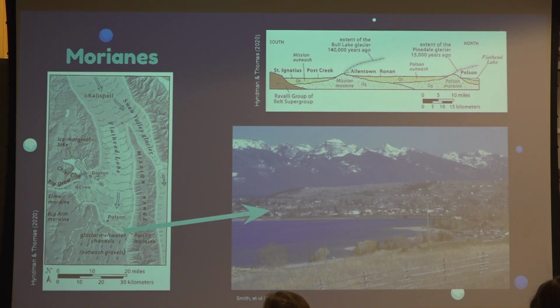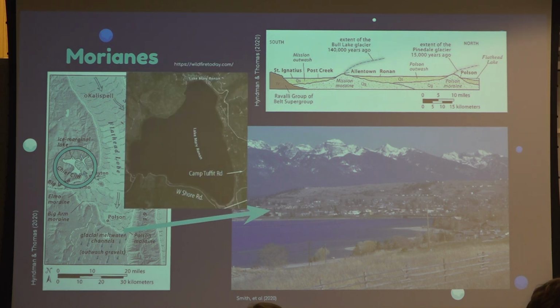But also, right here, we have this ice margin moraine. So just like a lot of our glacial lakes in eastern Montana, we get these little lakes that can form in the front of an ice sheet. And that little lake happens to be Lake Mary Ronan. So Lake Mary Ronan is a remnant of a little ice marginal lake. So if you've ever been up there, know that you are standing in the remnant of an ice sheet. Same thing when you drive over Polson.